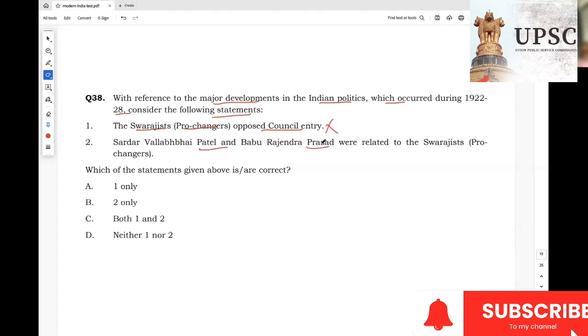Patel and Rajendra Prasad were related to the pro-changers. This is also wrong. They belonged to the no-changers. They wanted to continue with the Gandhian policy. They supported Gandhian policy. Both the statements are wrong. So I'll just write, they supported Gandhian policy.